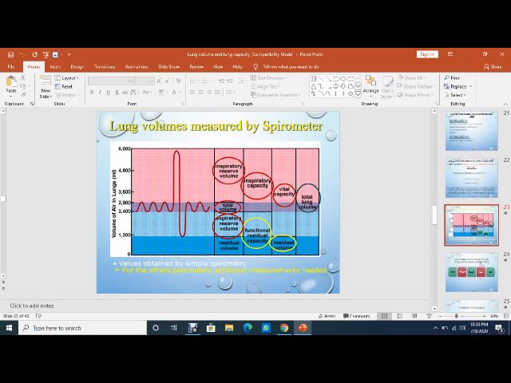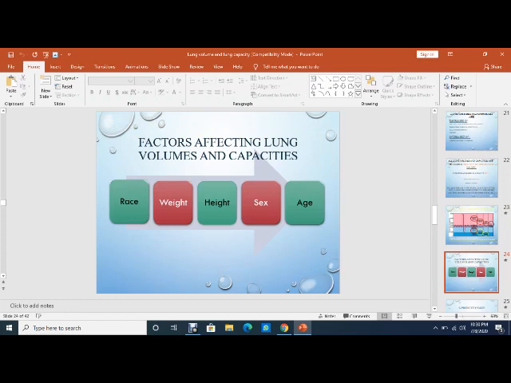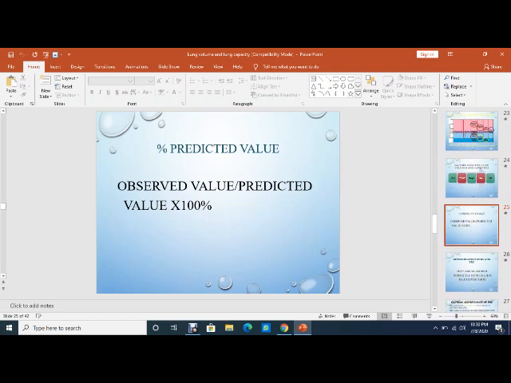Lung volumes measured by spirometry. This diagram shows values obtained by simple spirometry, with other additional measurements. So these are the lung volumes measured by spirometry. Factors affecting spirometer values: race, weight, height, sex, age. Person's predicted values and observed values; the predicted value is 100%.